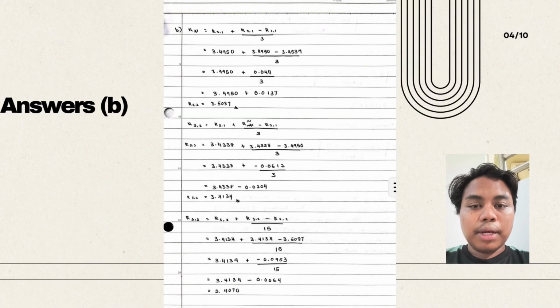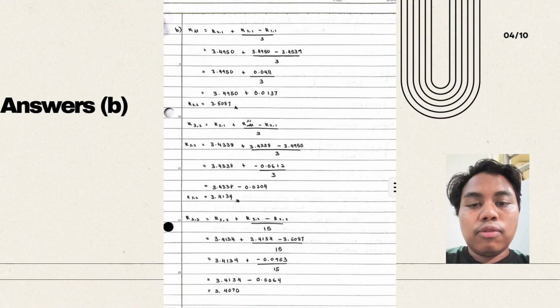Okay, next for part B, we will use Romberg integration. I apply Romberg integration to improve the accuracy of the trapezoidal rule. Romberg integration uses the approximations obtained from n equal to 1, n equal to 2, and n equal to 4 in part A. We will use this formula.